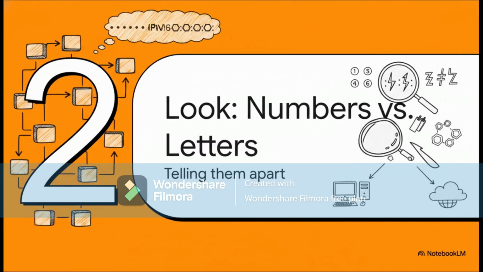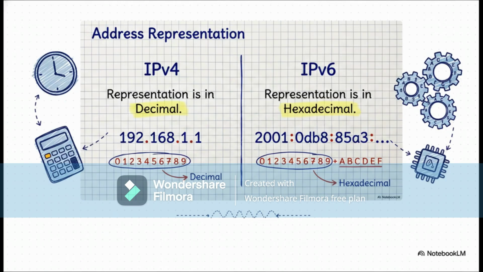Okay, next question. How can you just look at an address and know if it's IPv4 or IPv6? Well, it's actually really easy once you know the secret. And this shows it perfectly. Just look at the IPv4 example. It's 4 groups of numbers, separated by dots. Simple enough. Now look at the IPv6 address. It uses both numbers and letters from A to F, and they're separated by colons.